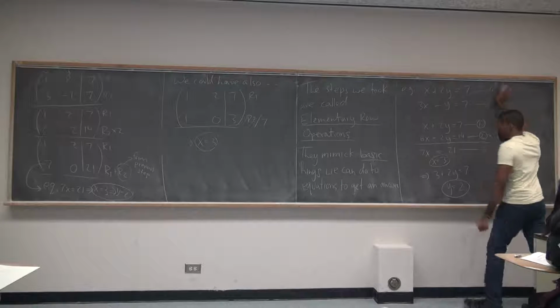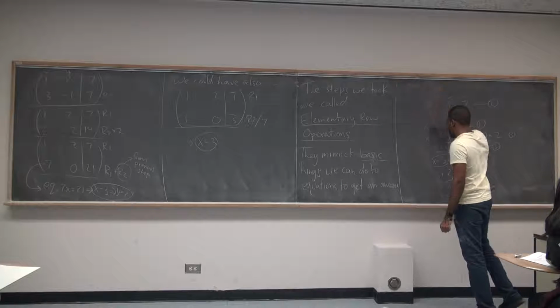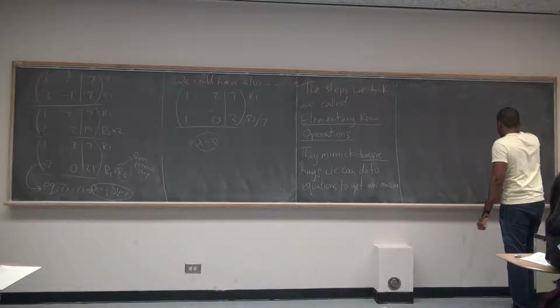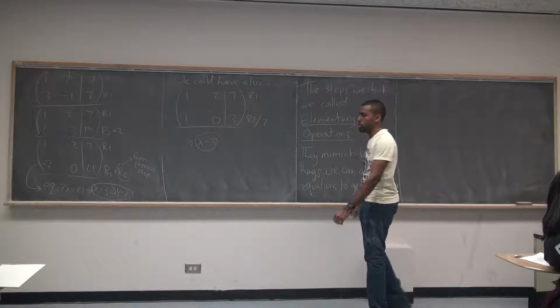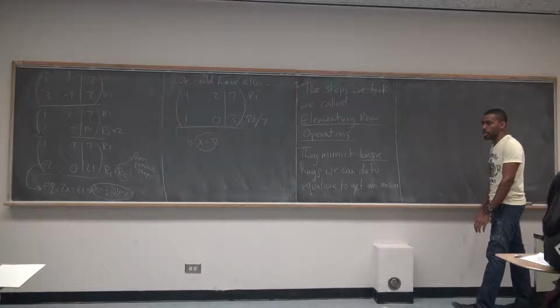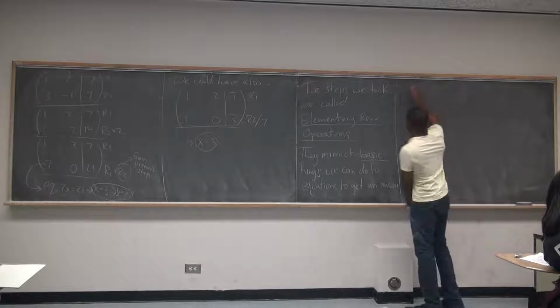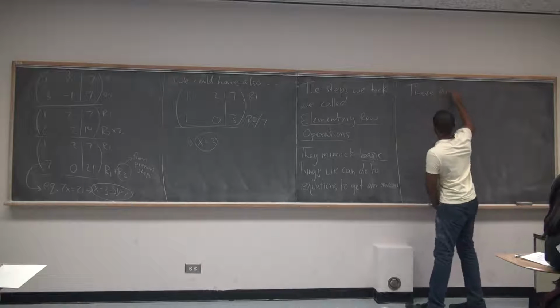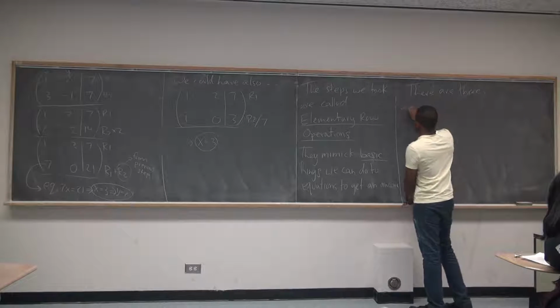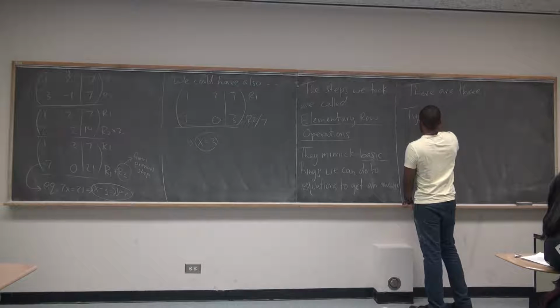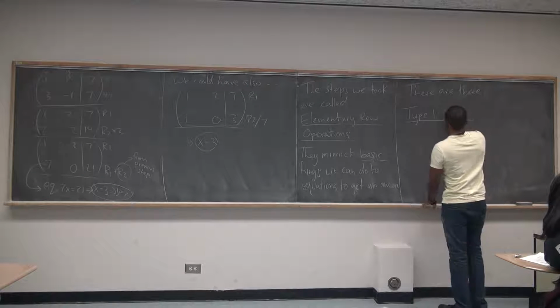And I actually hinted to these before. There are 3 elementary row operations. Right? There are 3 basic things we can do to any equation that won't change the solution but can transform the equation into something a lot nicer to deal with. They have names. We call one a type 1 row operation.